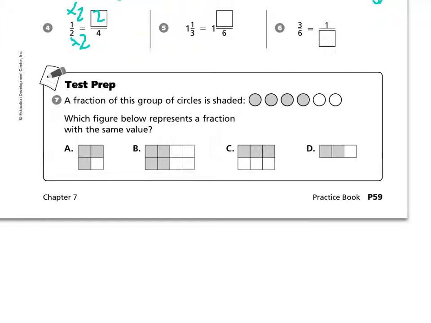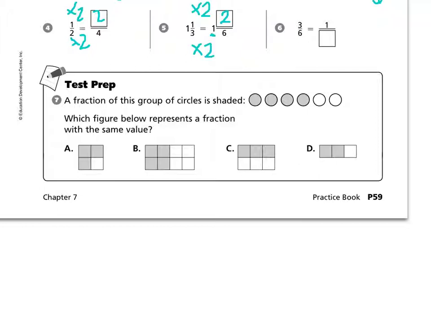Now for number 5, there's a whole number. Whole numbers stay the same. Whenever you're changing a fraction, you just change the fractional part, not the whole number, which is why the 1 stayed the same over here. So how did I get 3 to 6? I multiplied it by 2. So I do the same to the numerator. 1 times 2 is 2.